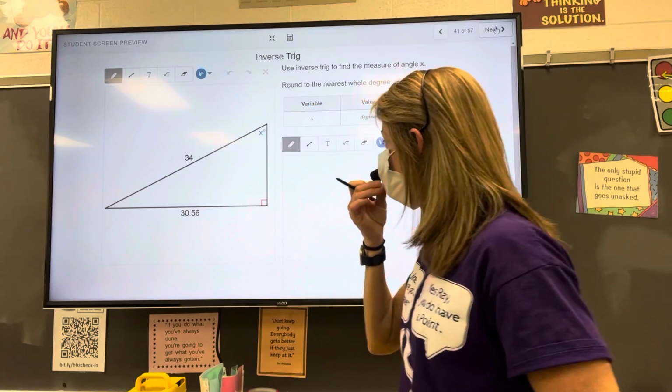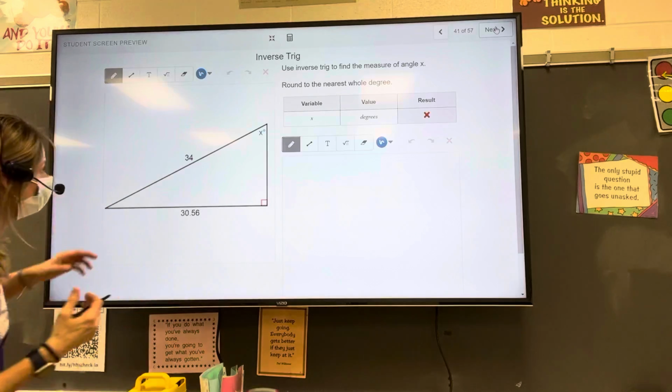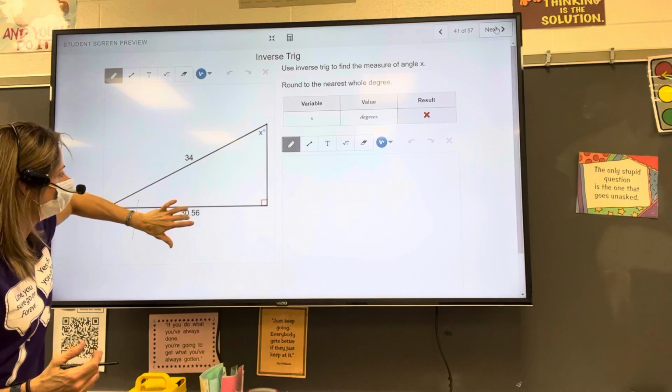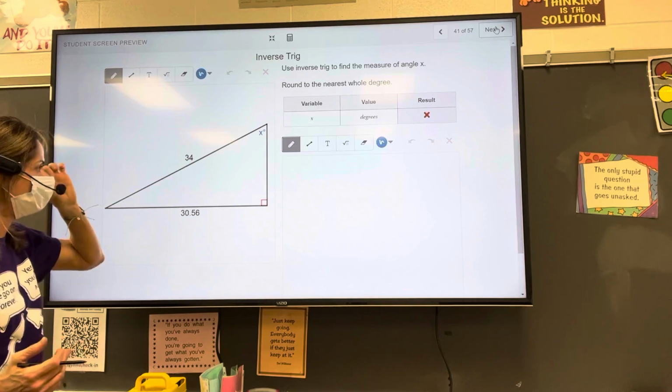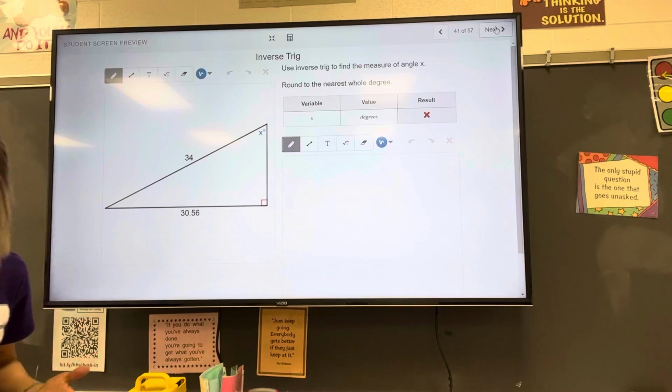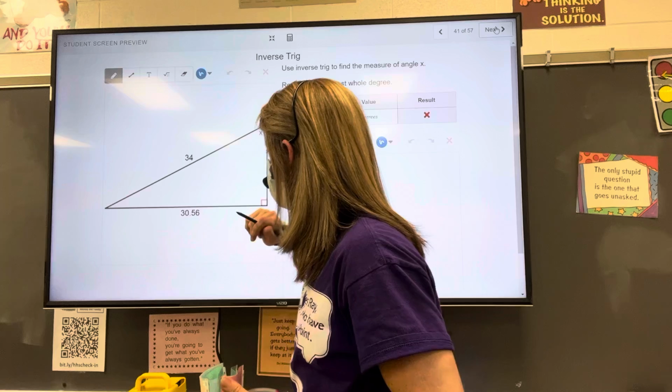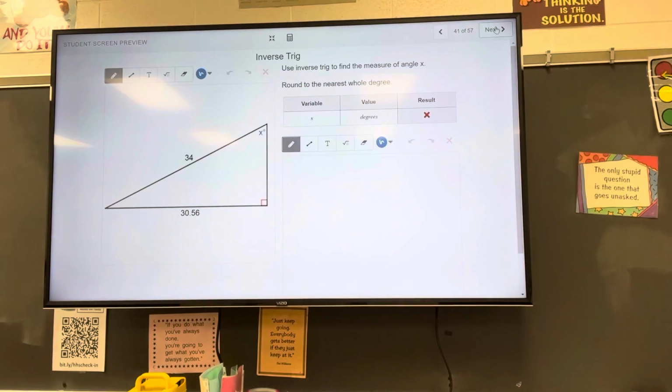So what we're going to do is we're going to use trigonometry, referencing this angle here. This side is opposite. This side is the hypotenuse. The trig ratio that uses opposite and hypotenuse is sine. We just went over that. So the sine of x equals 30.56 over 34. So let's just go ahead and write that. This isn't normally what we do, but I always do this for the first example so you can see what's actually happening. Sine of x degrees equals, I'm going to leave some space. Okay, so opposite over hypotenuse.